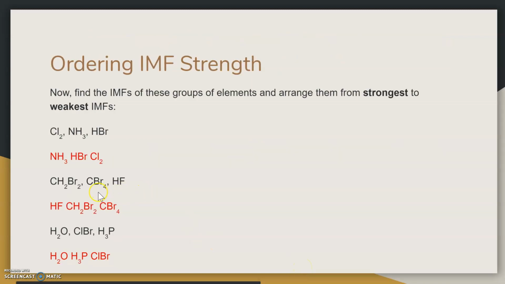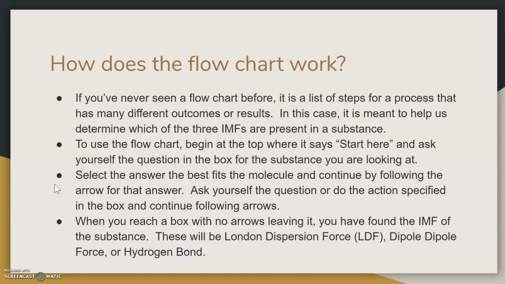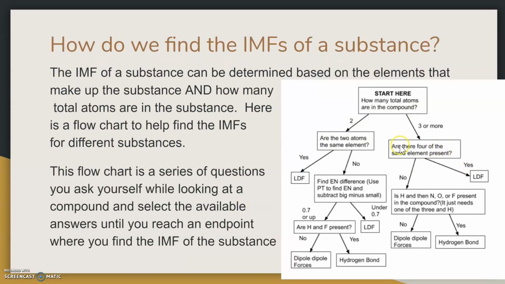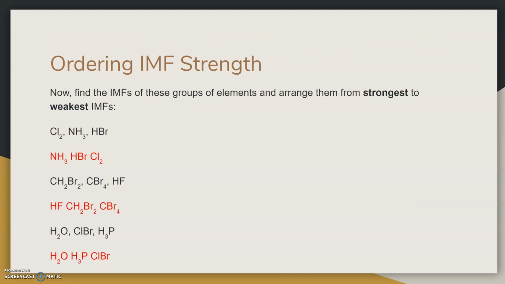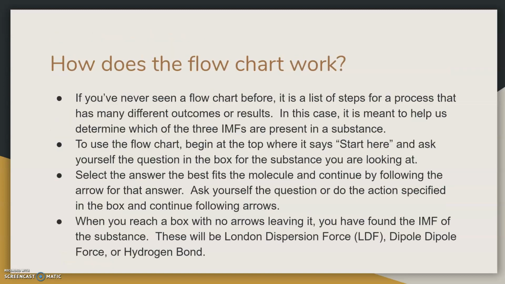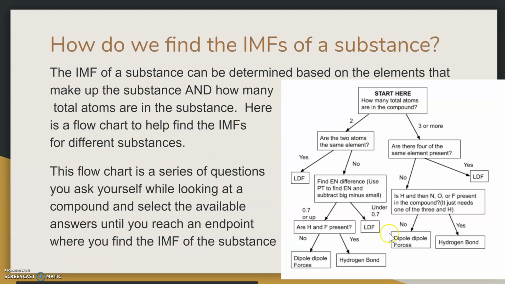Okay, off to the second one. CH2Br2. This is going to be 2 atoms plus 2 atoms is 4 plus another one is 5. Okay, so we've got, are there 4 of the same element? No. Is H and then N, O, or F present? We've got C, we've got H2, and we've got Br2. So that's a no. So it's going to be dipole-dipole.